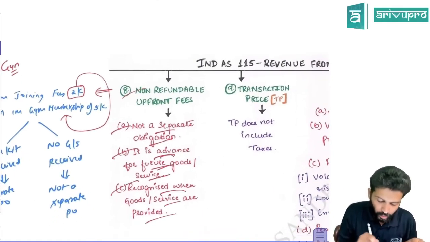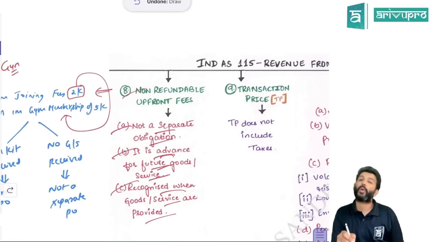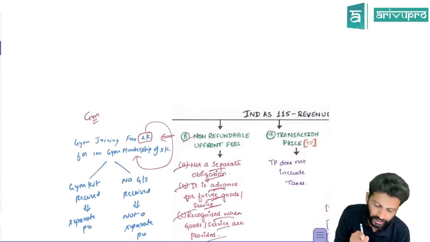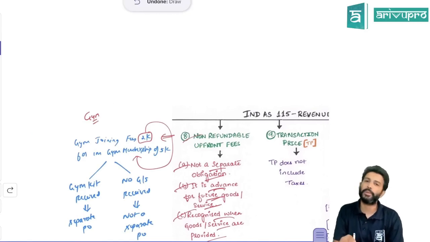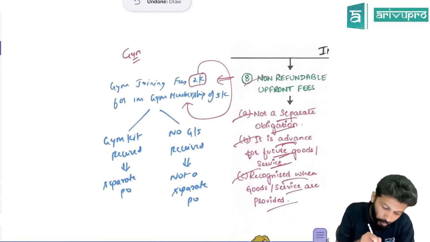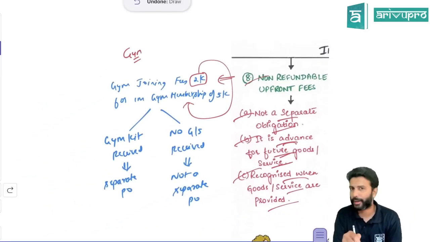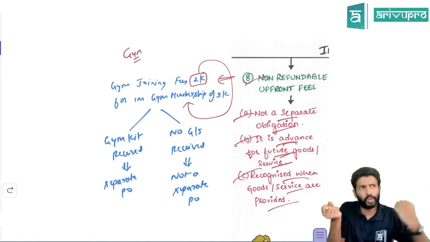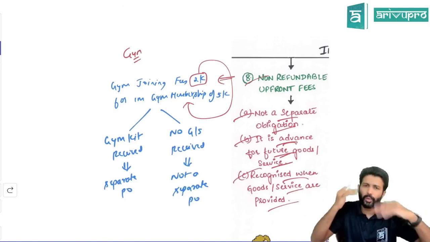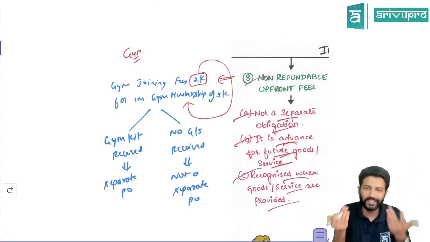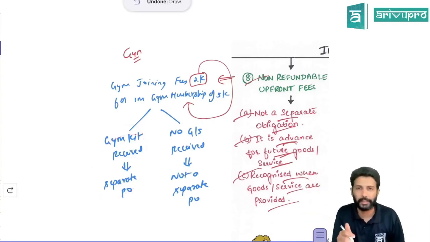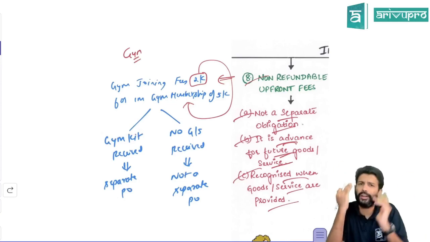You will recognize revenue only when the goods or services are provided. So you have to analyze this factor. If no goods or services are received, then it does not become a separate performance obligation. However, if goods or services are received, it does become a separate performance obligation, and they've already fulfilled their promise. They collected 2,000 from you and gave the gym kit. Whatever their obligation is, they've already fulfilled it. So the revenue of 2,000 can be booked immediately.